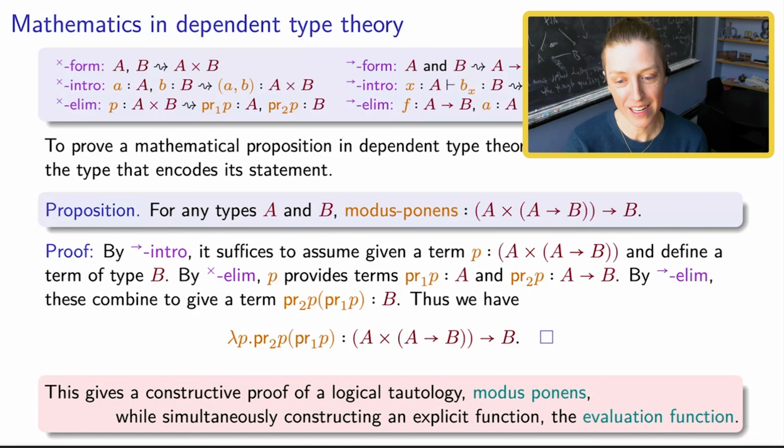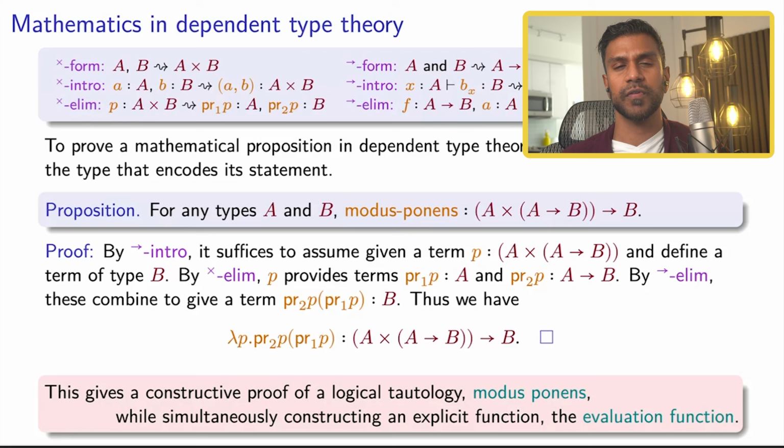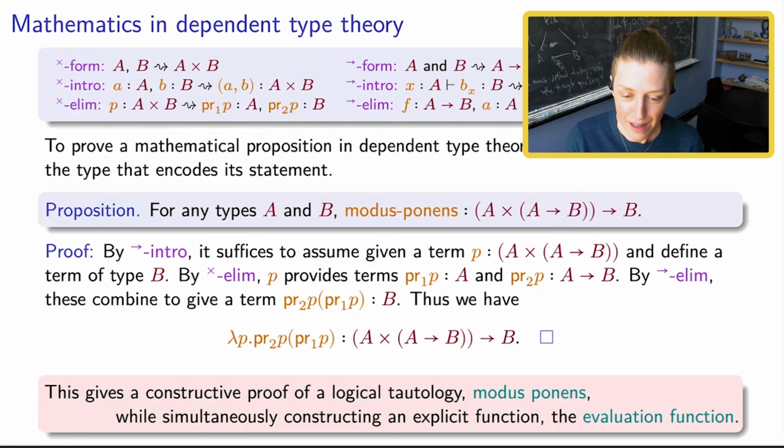So what I've done here is, on the one hand, I've given a constructive proof of this logical tautology modus ponens. But I've also constructed an explicit function, and this function has a name. It's the evaluation function. This is the function that would take a term of type A and a function from A to B and return that function applied to that term. That's exactly what we did in this proof. And so I'm unifying, again, logic and construction. And this is very typical of what it is to do mathematics in dependent type theory. You mean unifying proof and construction or logic and construction? I guess proof and construction. Yeah, that's right. Great.